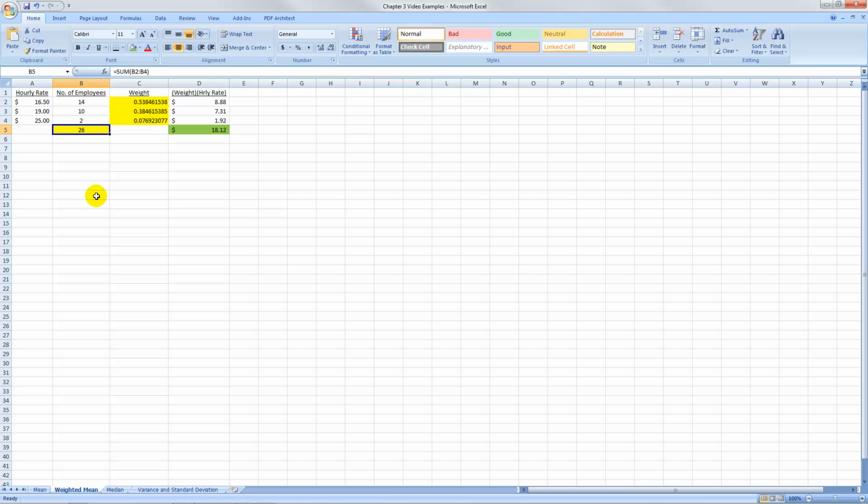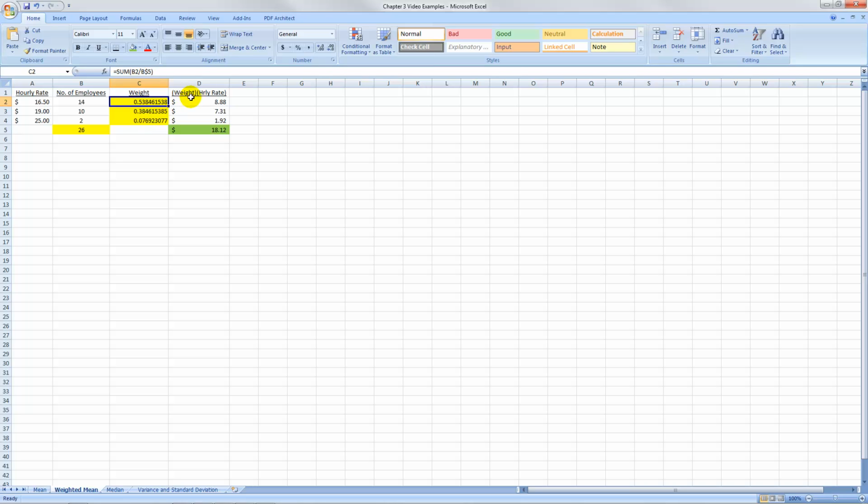Then what I do is I take 14 and I divide it by 26 to give me the weight of that hourly rate, which in this case is 0.5384. Now these numbers are pretty small with so many decimal points, but typically I'll leave my decimal points way out there until my final answer when I start rounding things off. But you can round this up probably to 4 or 6 digits and be just fine. So when you take 14 and divide it by 26, you get a weight of 0.5384, which is 53.84%. 10 divided by 26 is 0.3846. And 2 divided by 26 is 0.0769.